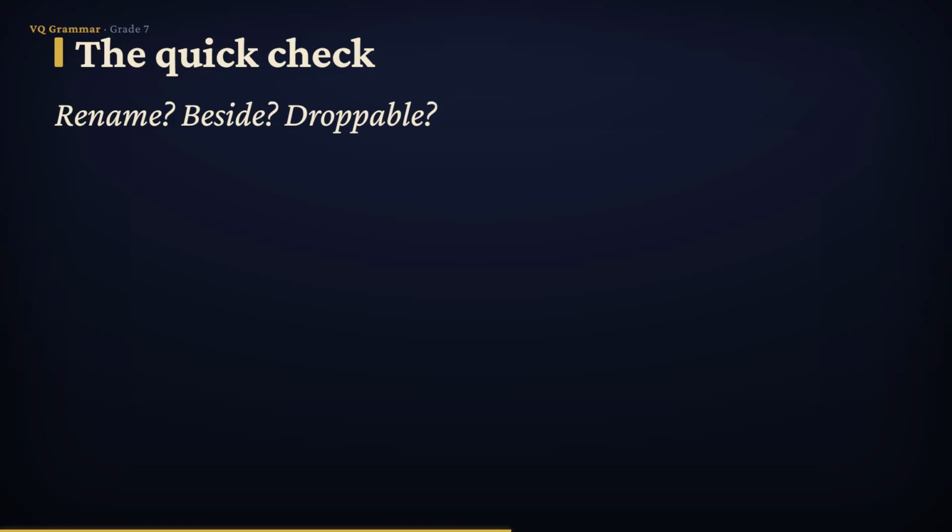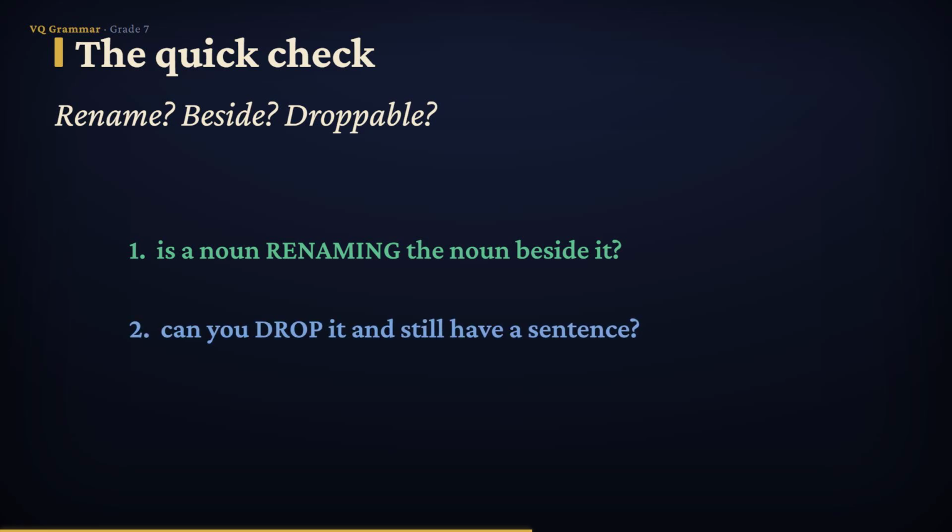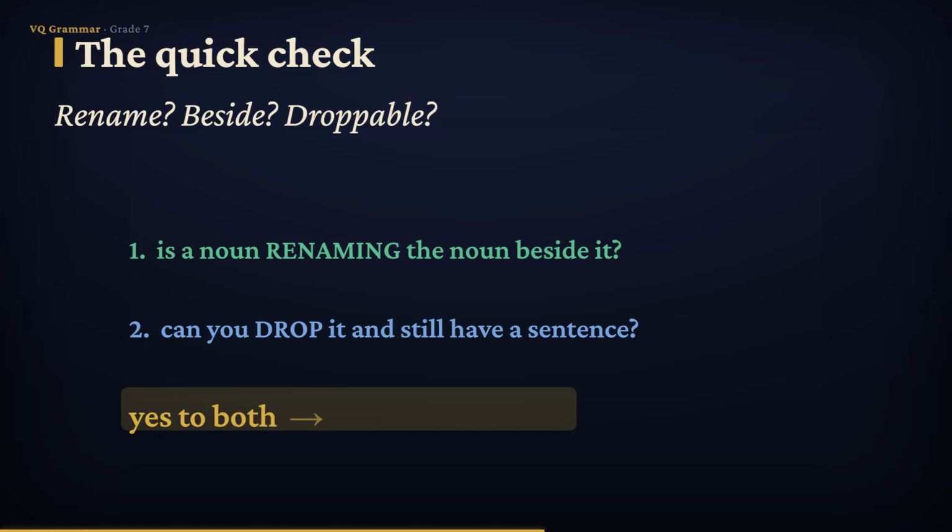Let's boil it all down to a quick two-step check. First, ask, is there a noun renaming the noun right beside it? Second, ask, can you drop that word or phrase and still have a complete sentence? If the answer to both is yes, you're looking at an appositive, and it usually gets commas around it. Renames the noun and drops out cleanly. That tells you every time.